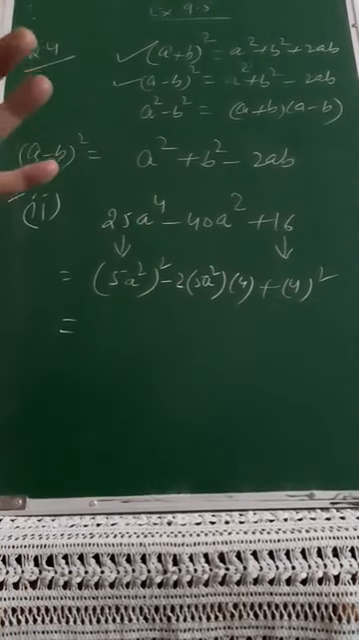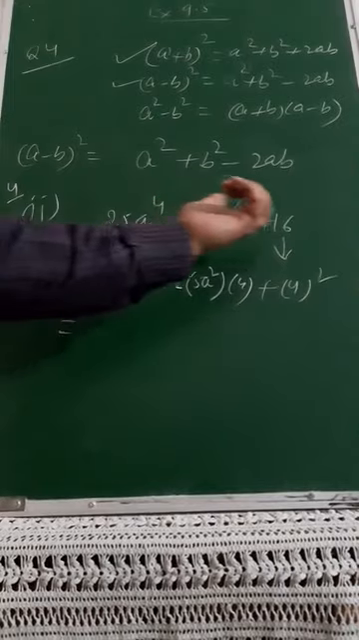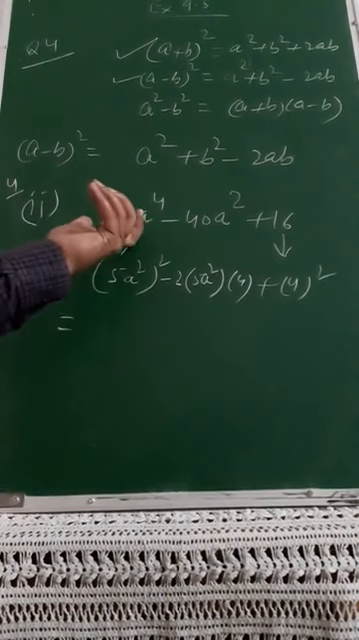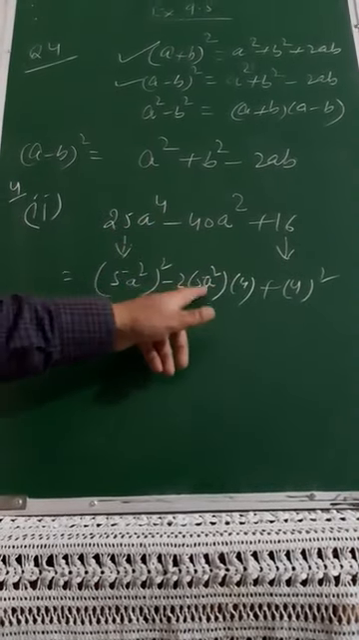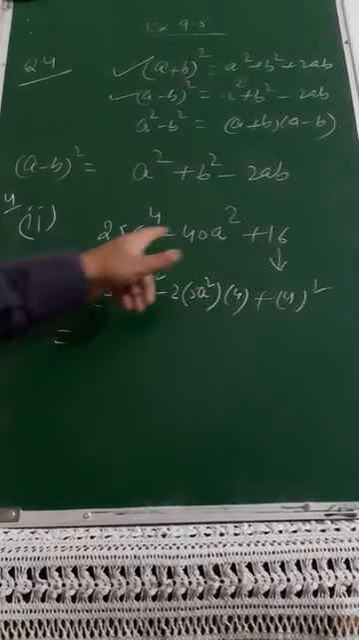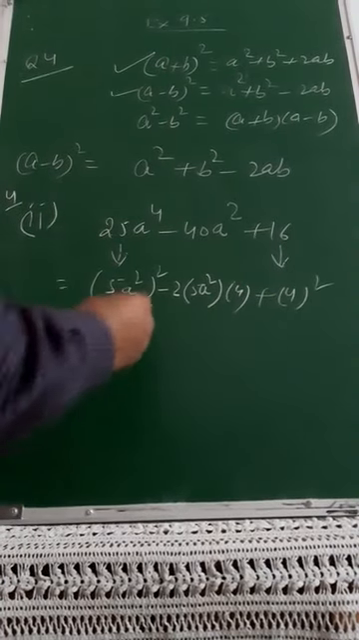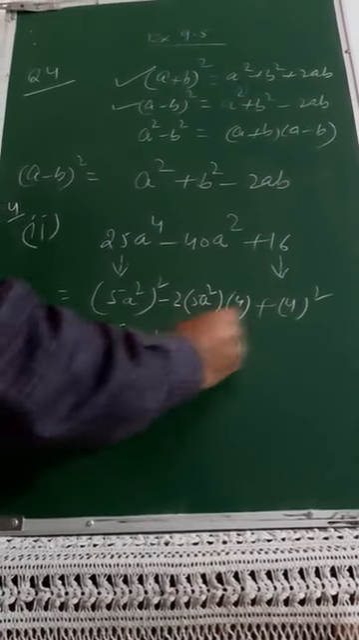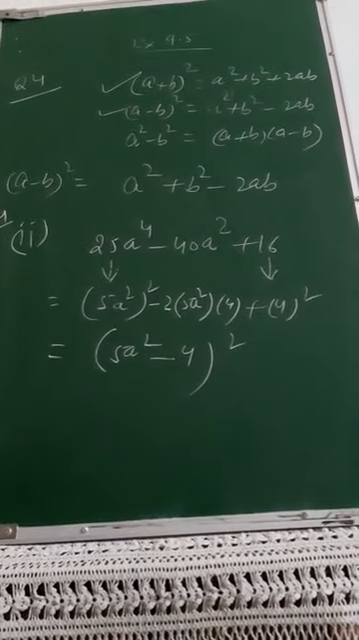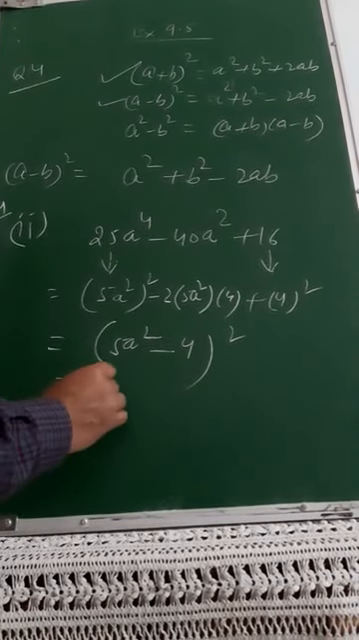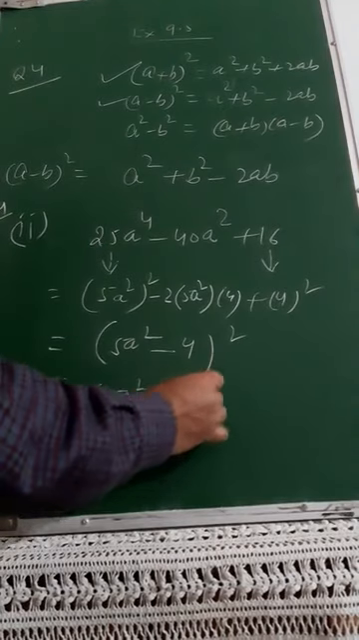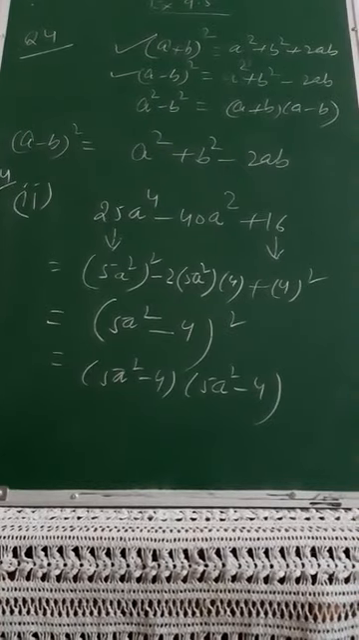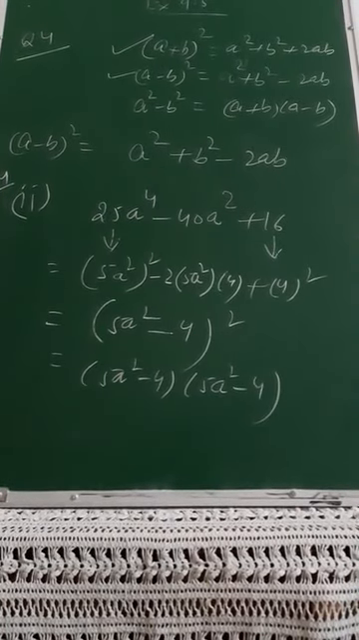Simply I am telling you, you have to identify the two perfect squares and the signs, and then write them in those perfect square terms. Like this is (5a square) whole square, 4 square, and here again 2ab means what is a, what is b, that you need to shift from here and here. And then a square is 5a square and b square is 4. This is a minus b whole square, (5a square minus 4) whole square. So your factorized form will be (5a square minus 4) into (5a square minus 4). So this will be the answer for the second part of question number 4.